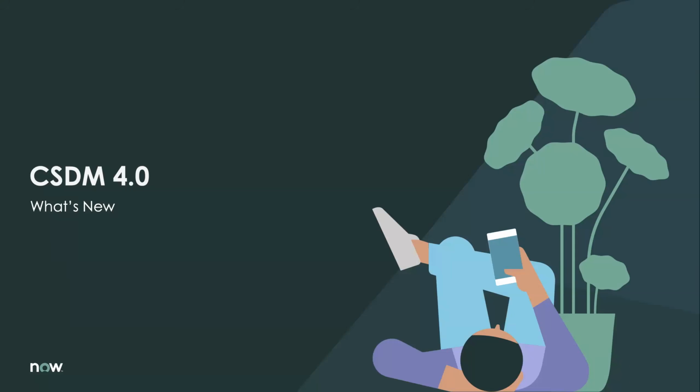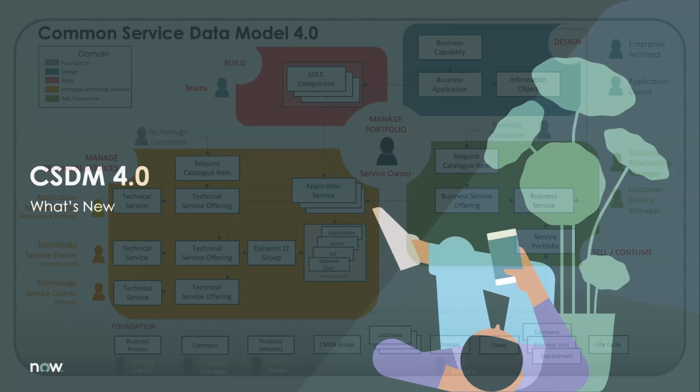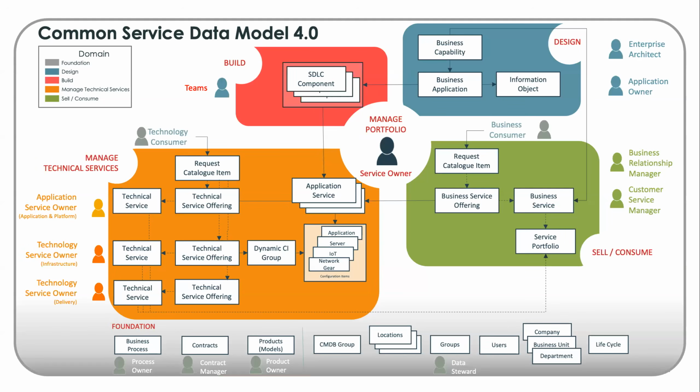The assumption, of course, is that you are familiar with the Common Service Data Model and the 3.0 model. So you will notice the differences as soon as we show it. And there it is. This is the Common Service Data Model 4.0. As you'll notice, the new domain, the build domain, is included, and that includes a new class in the CMDB called SDLC component. So the software development lifecycle component. I'll explain that piece here in a moment.